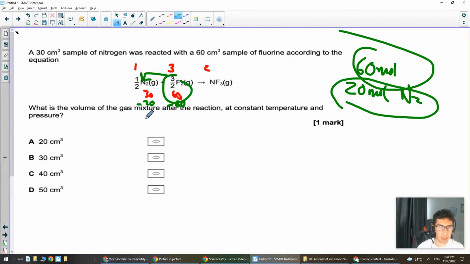So after the reaction, I'm going to have 10 nitrogen left over, 0 fluorine, and then we can use one of these values, doesn't matter which one, to work out how much of the NF3 is going to be produced. Let's use the nitrogen. So it went down by 20. It's a 1-to-2 ratio, so it's going to go up by 40. We started at 0, so therefore we're going to have 40 of the NF3 left. Okay, so overall we've got 50 moles of gas.